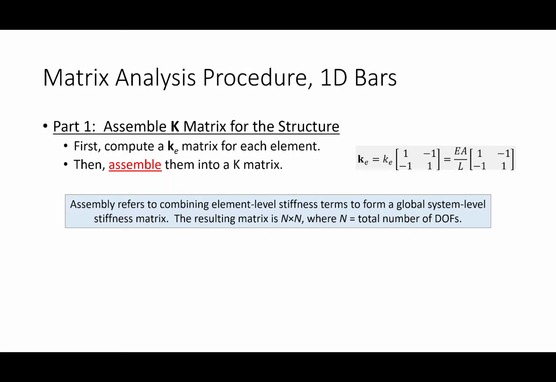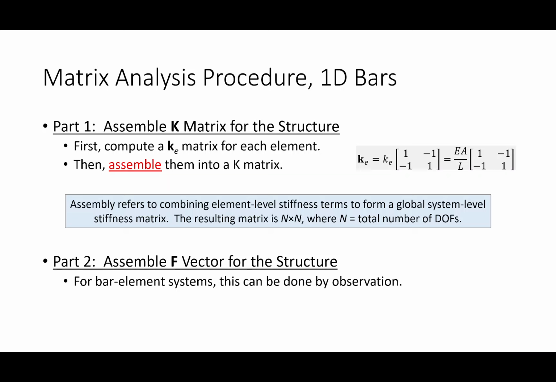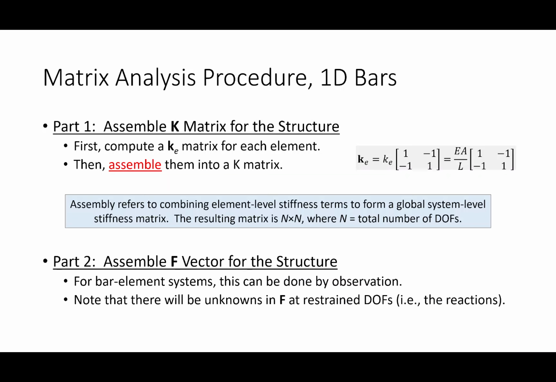But assembly, if you're wanting a definition, refers to combining the element level stiffness terms into a global stiffness matrix. And so for my notation, anytime I have a small letter, small letters correspond to the individual matrices, big letters correspond to the whole system. We then assemble the F vector for the structure. And again, the F vector can be done by observation. And then there's going to be unknowns in the restrained degrees of freedom. And maybe I'll show you a little bit of that today. I want to get through this because I kind of want to look at our problem.